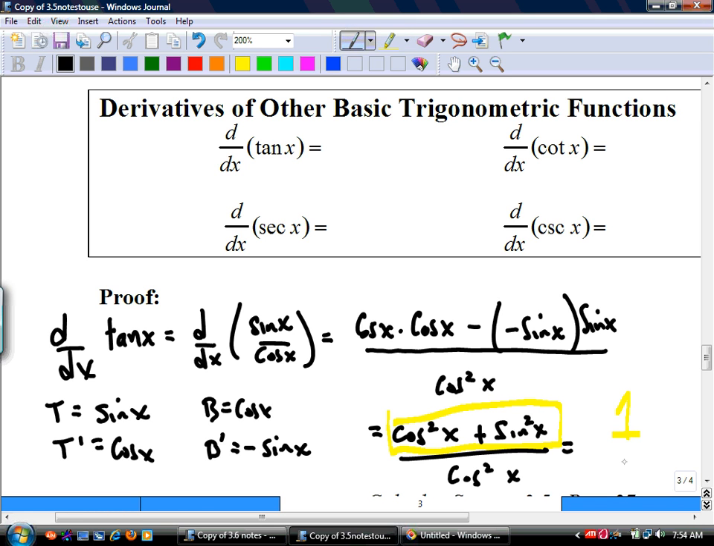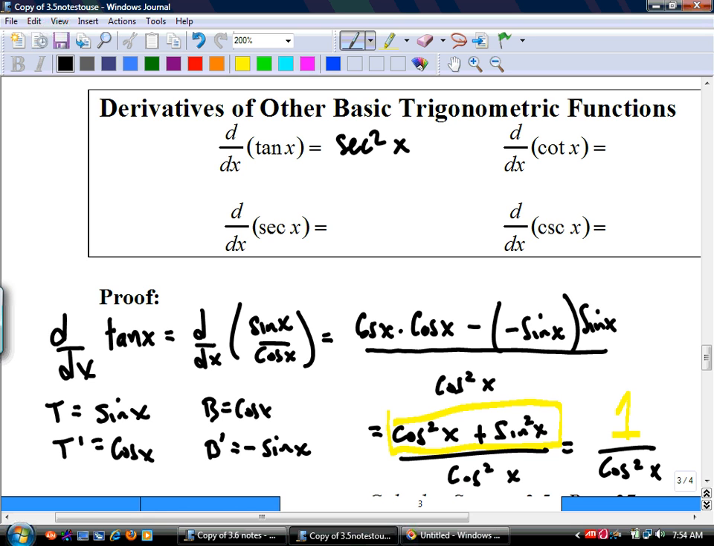One over cos squared. The derivative of tan is 1 over cos squared. Mr. App, do you write it as 1 over cos squared? No, 1 over cos squared is for suckers. Secant squared. Okay?